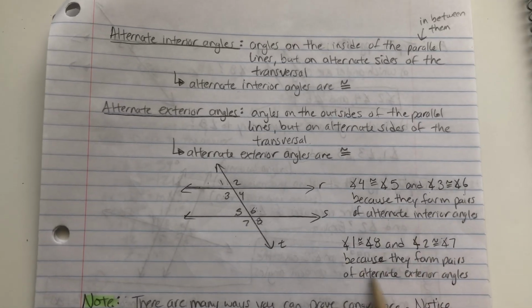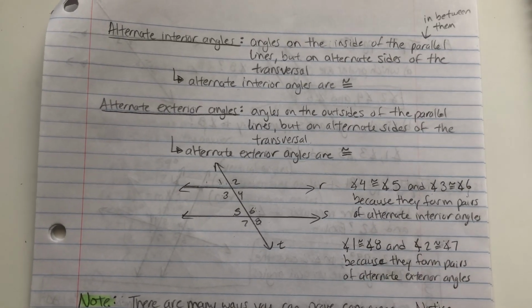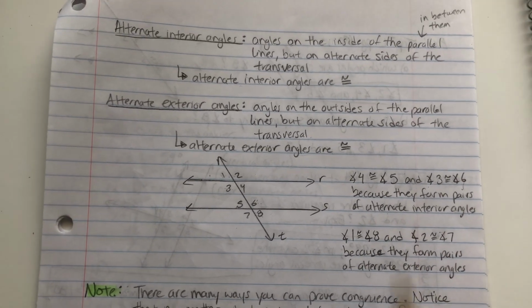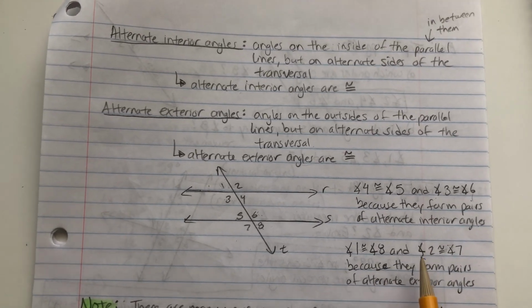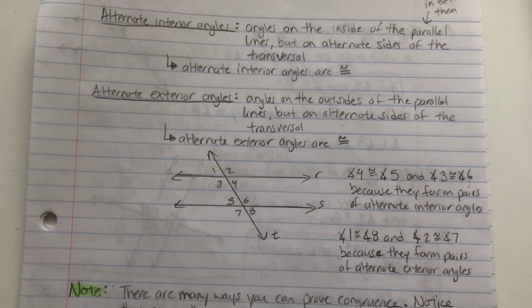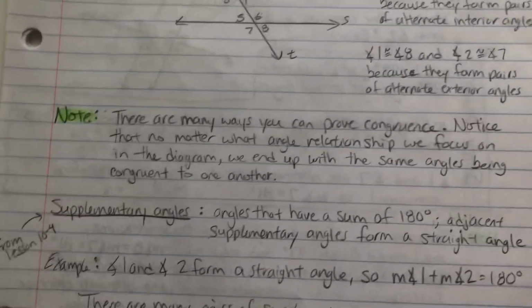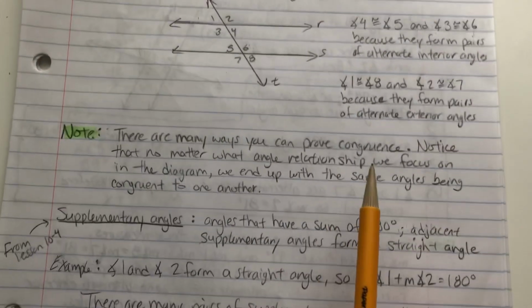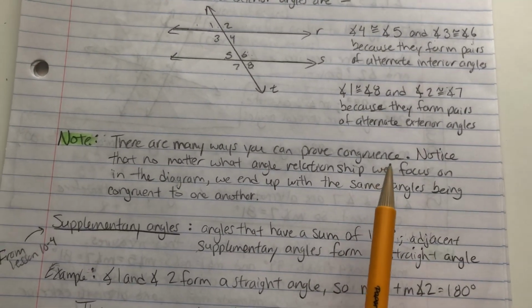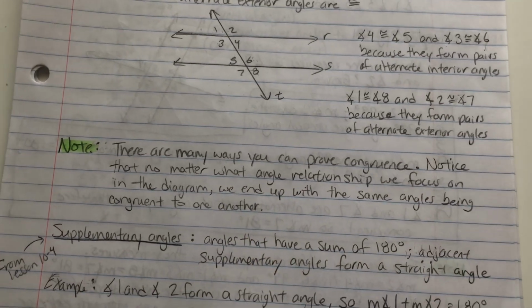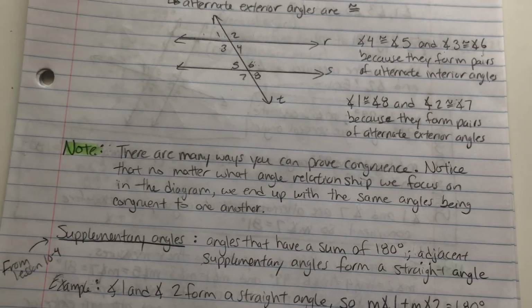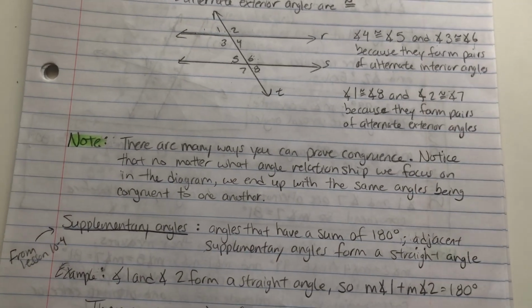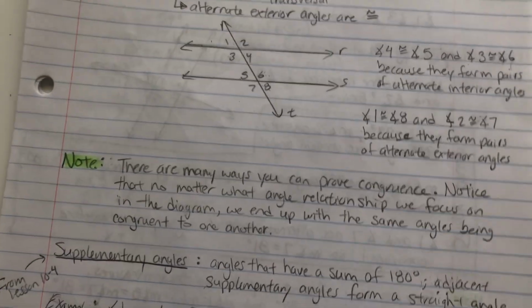So that's why those relationships form pairs of congruent angles, which if we went back to the previous page, we already had that written down in our list of congruent angles. Another note, there are many ways you can prove congruence, like we said just a moment ago. Notice that no matter what angle relationship we focus on in the diagram, we end up with the same angles being congruent to one another.